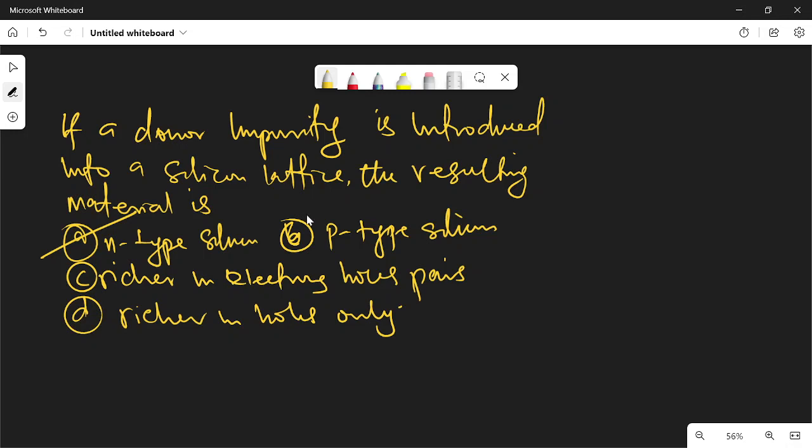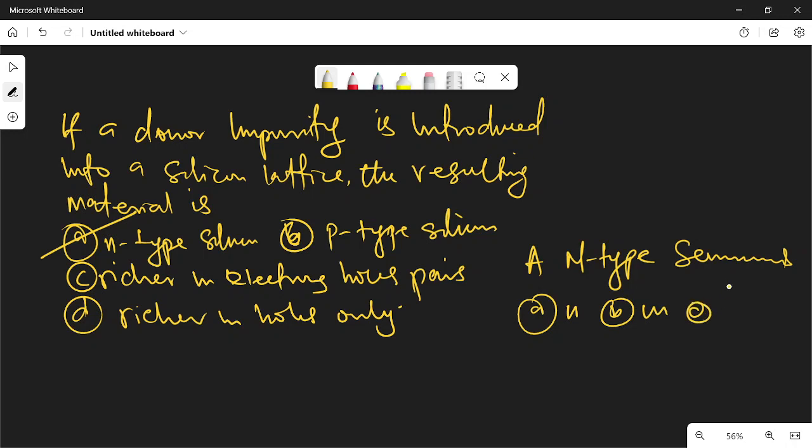3. The question says that an N-type semiconductor is formed when a silicon material is doped with an element of A. group 2, B. group 3, C. group 4, D. group 5, and E. group 6. Group 5. So the correct answer is D.